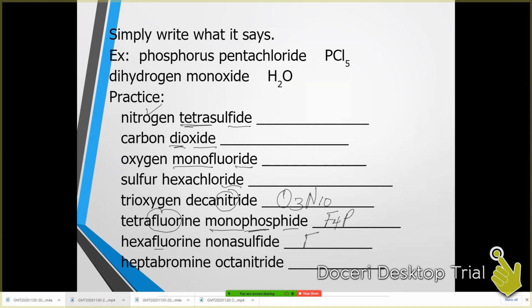Hexafluorine, so fluorine is F. Hexa is 4. No, hexa is not 4. Hexa is what? 6. And nanosulfide, so that's S for sulfur, and nona is 9. And then heptabromine, bromine is Br. Hepta is 7. Octanitride, so once again, that's nitrogen, and octa is 8. All right, so pretty easy there.